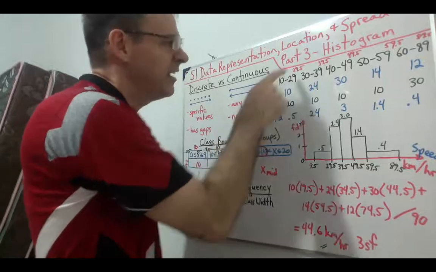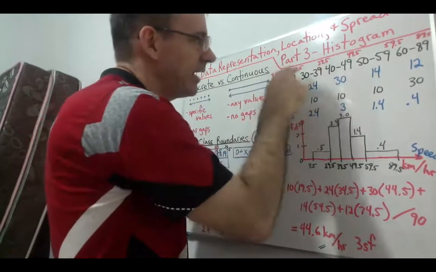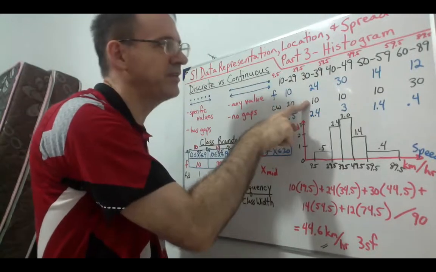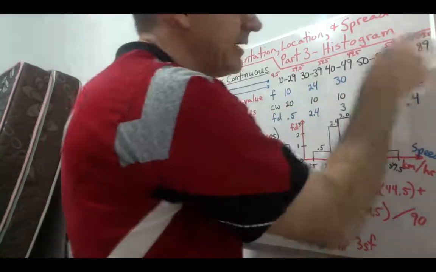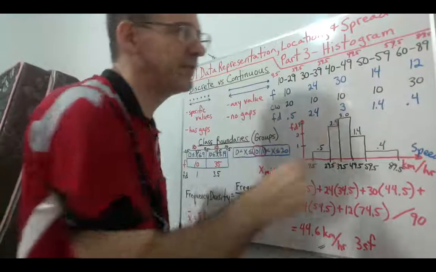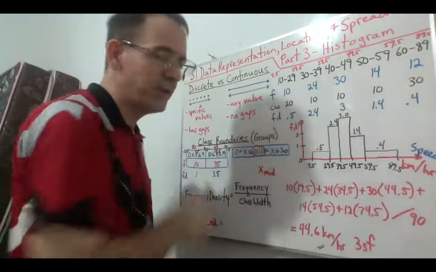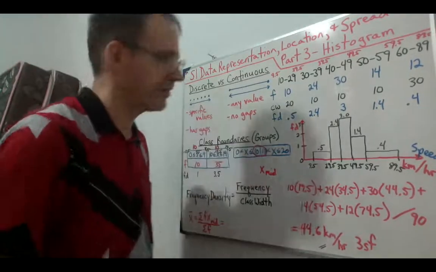Class width, 29.5 minus 9.5 is 20. Then we have 39.5 minus 29.5 gives us a class width of 10, and 10 again, and 10 again. And on the last one, 89.5 minus 59.5 gives us a class width of 30. Frequency density, remember, is frequency divided by class width.